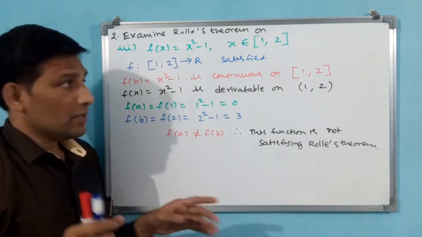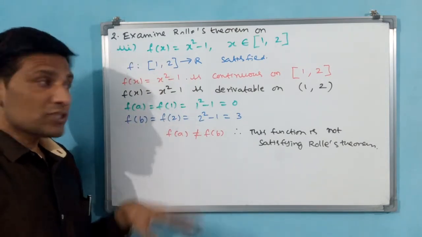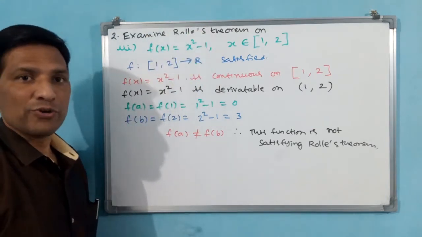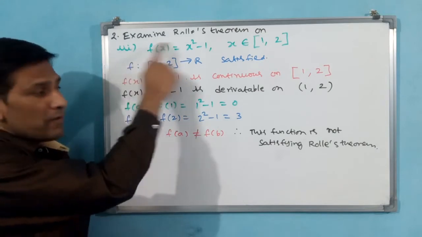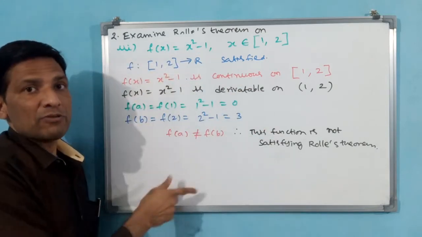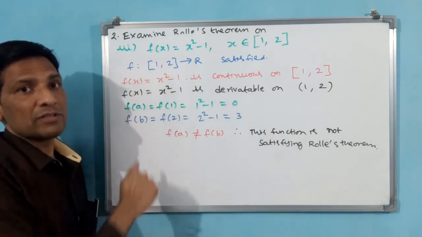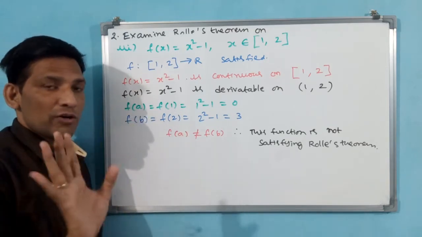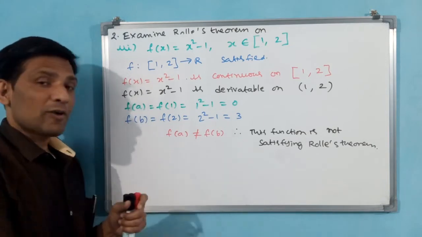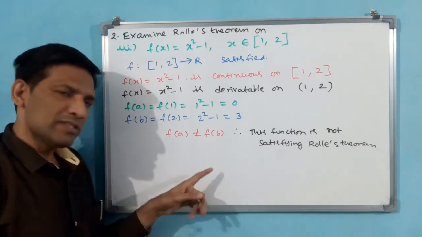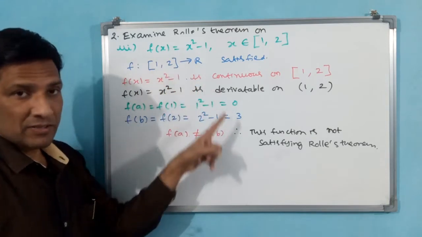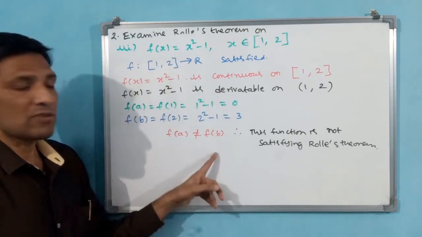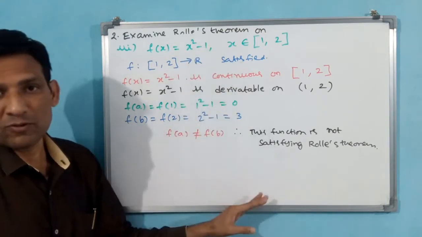See, this is the second question. The sixth question is the same question, but rather than Rolle's theorem, we are going to do the mean value theorem. There, this function is going to satisfy the mean value theorem. Why? Because for the mean value theorem, f of a need not be equal to f of b. That formula is different. We will do it in the sixth question. But first you understand this. This function is satisfied up to this, but here f of a is not equal to f of b. That is why this is not satisfying Rolle's theorem.